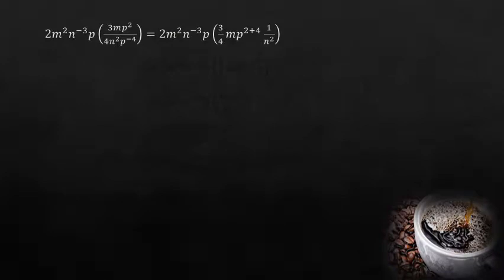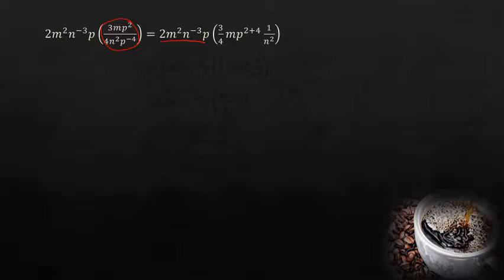Let's move on to the next example. So this time we have 2m squared n to the power negative 3p, multiplied to the quotient 3mp squared all over 4n squared p to the negative 4. So we will simplify first this quotient. We will do the division on that. So copy first this factor. So we get 3 over 4.